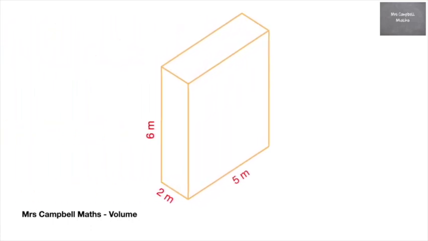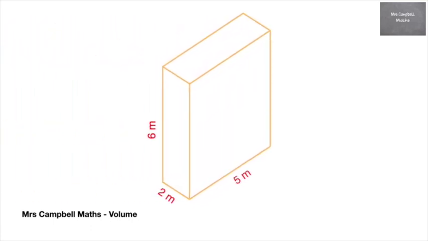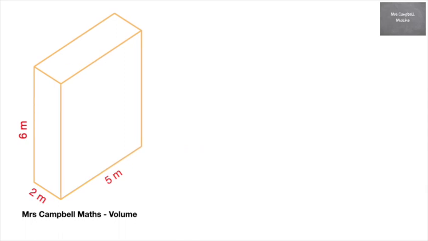Let's do a further example. Now on the board here you can see another cuboid. This time the length is 5 metres, the breadth is 2 metres and the height is 6 metres. Now you're being asked to find the volume of this cuboid. So as we said, we'll have 3 lines of working.